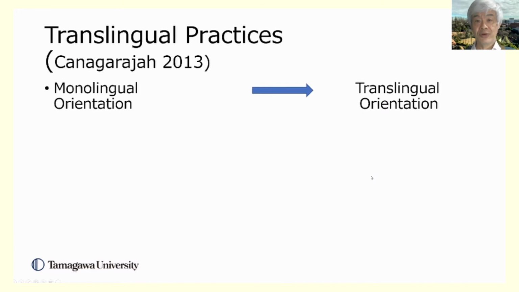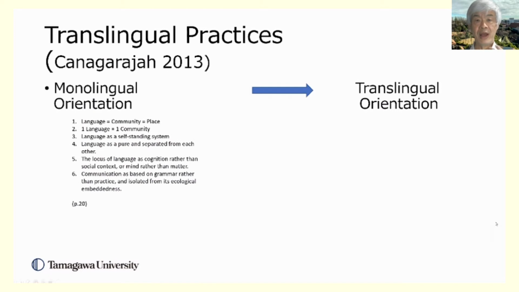Applied linguistics has had a very monolingual orientation, but you really have to realize the translingual orientation of applied linguistics. I know the letters are small, but I will just go over what Canagarajah said about translingual practices. He said that language has been viewed with a monolingual orientation. Language is equal to community and equal to place, so one language is always labeled, for example, with national boundaries. It's not true that there is one language, two communities, two languages, one community, or multilingual.